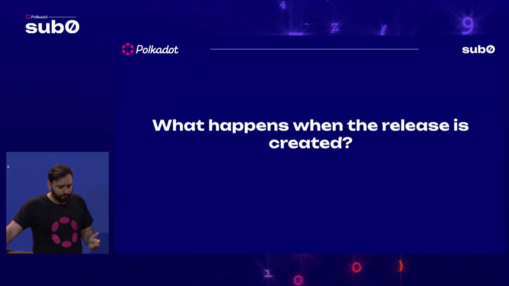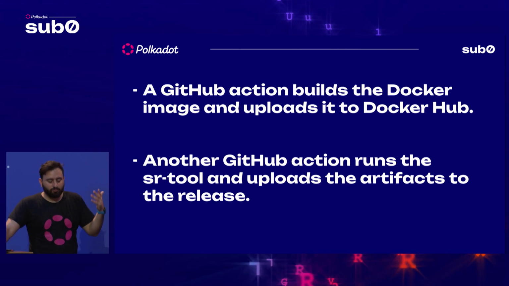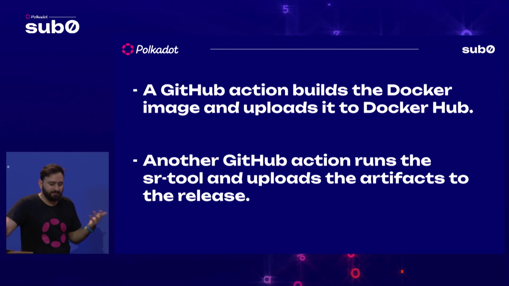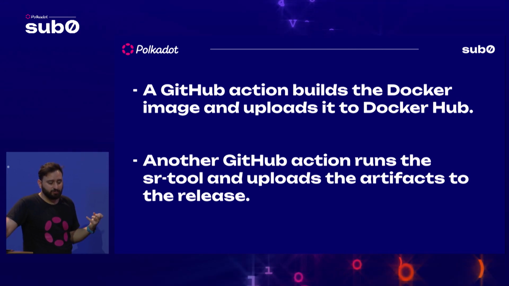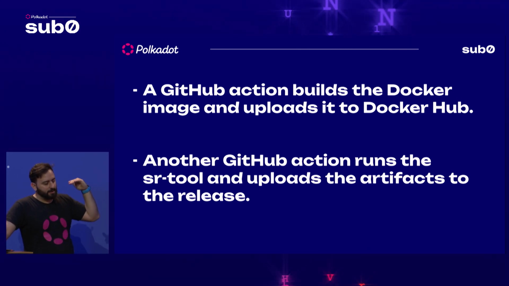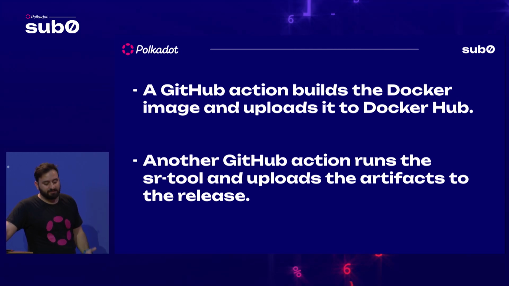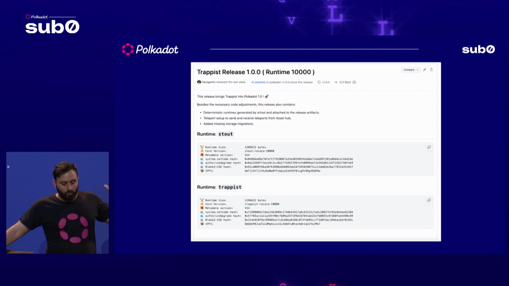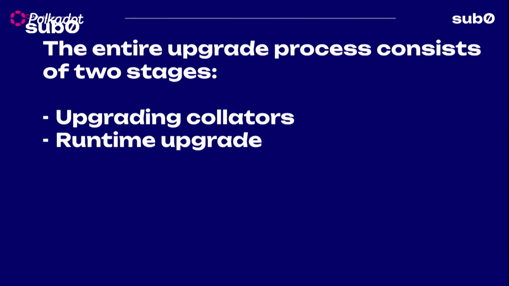It's very cool. And once we have the release created, as I said, we have this action that builds the image in Docker Hub. And then we have one action which is calling the SRTool, a tool that allows you to create deterministic runtimes. And this is very cool because this allows us to put the runtime files in the releases. We try to replicate what was happening in Polkadot releases or Cumulus releases.